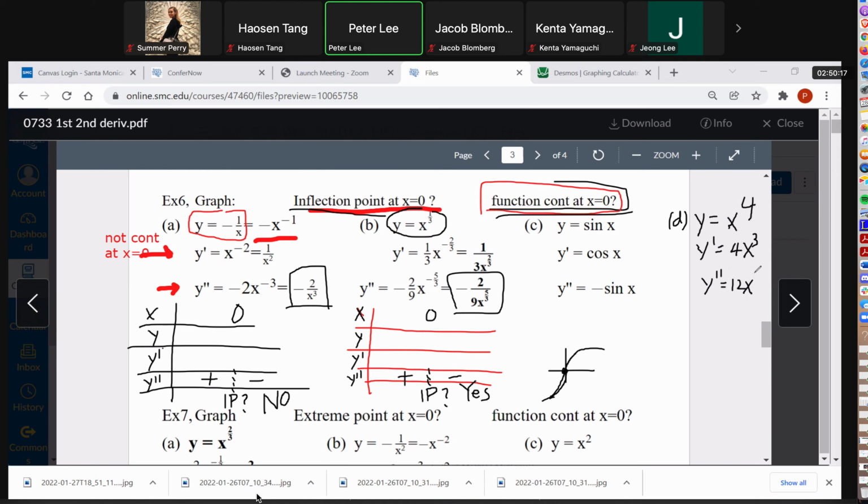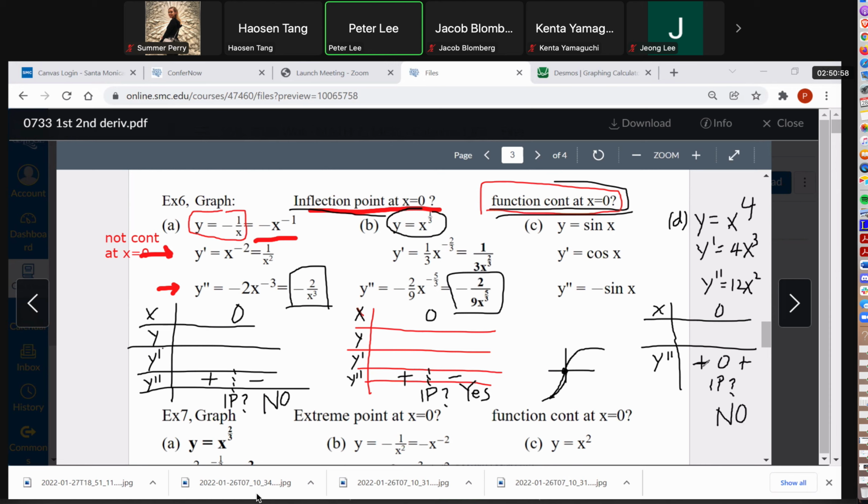So in this case, we have x and y double prime, and a 0 here. At 0, y double prime is 0. But then y double prime is positive here, and it's also positive here. Now in this case, the question is, do we have an inflection point, yes or no? Y double prime is 0. No inflection point. Why?